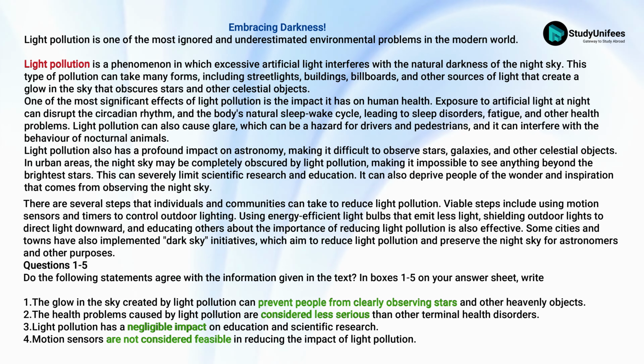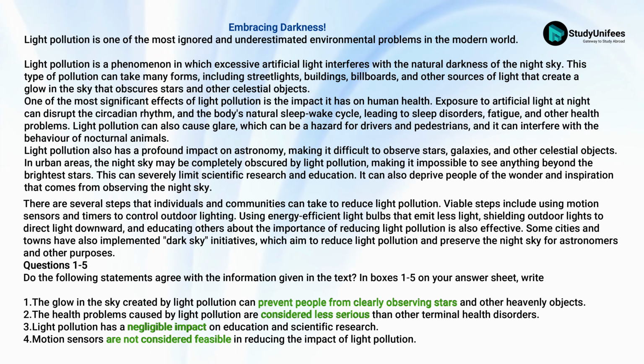Light pollution is a phenomenon in which excessive artificial light interferes with the natural darkness of the night sky. This type of pollution can take many forms, including street lights, buildings, billboards, and other sources of light that create a glow in the sky that obscures stars and other celestial objects.